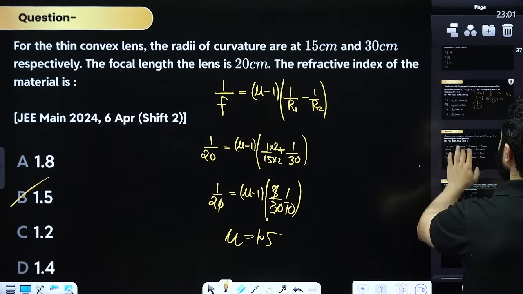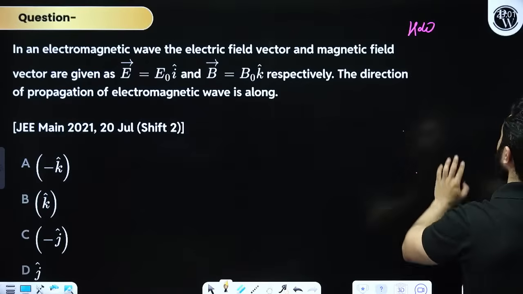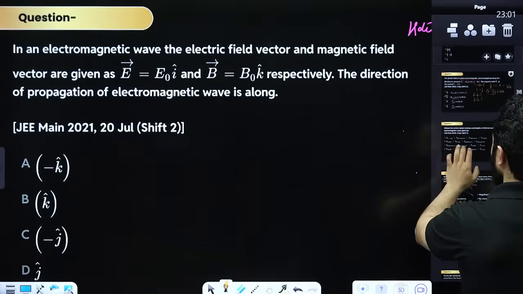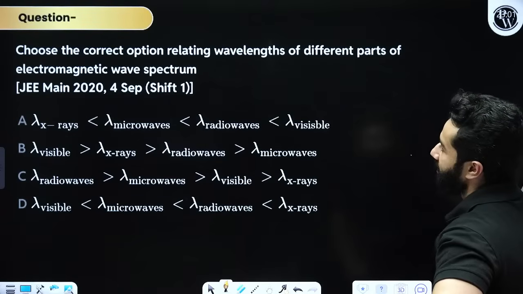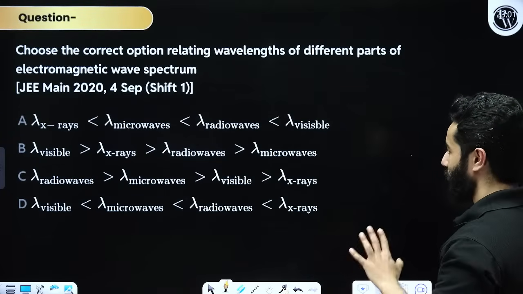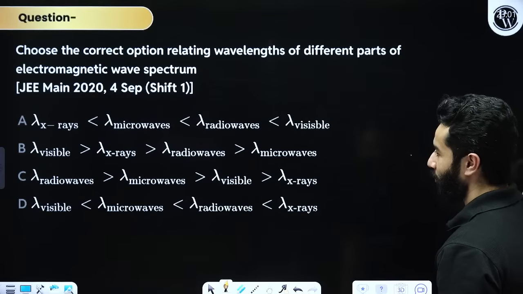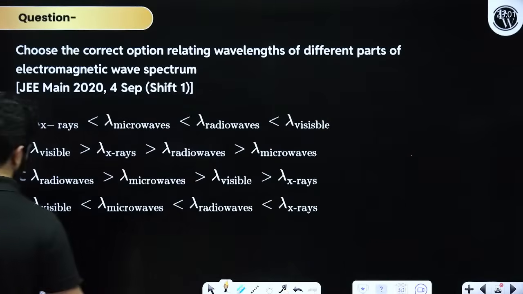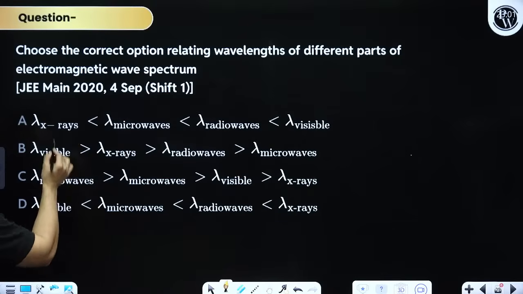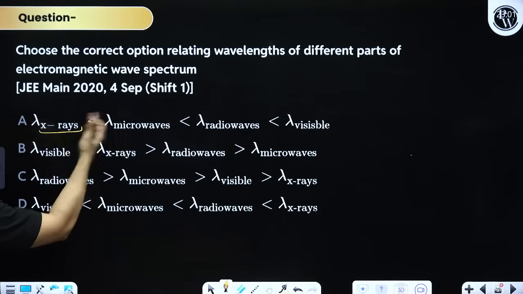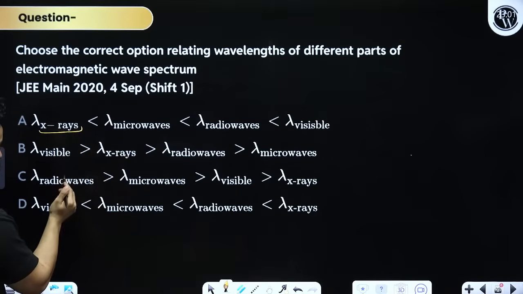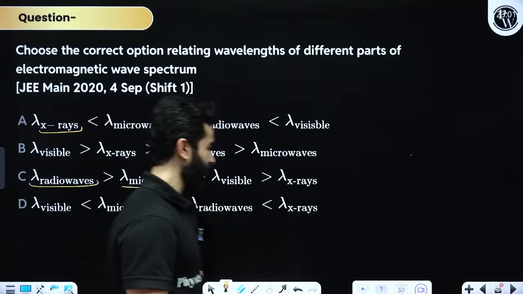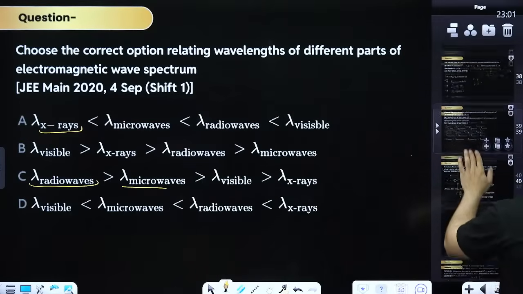What about this question? This I have also given you in homework. This was simply about finding the direction of propagation. And what about this one? This is choose the correct option relating wavelength. These are all very simple. Always remember to use the extremes. For example, gamma is more energetic, but amongst these, X-ray is going to be the most energetic. This is going to be correct, then microwaves, then visible, and then X-rays. Okay, so this is very simple.